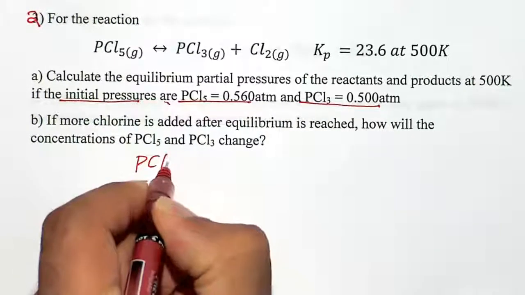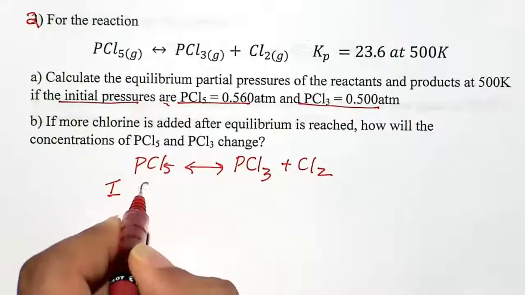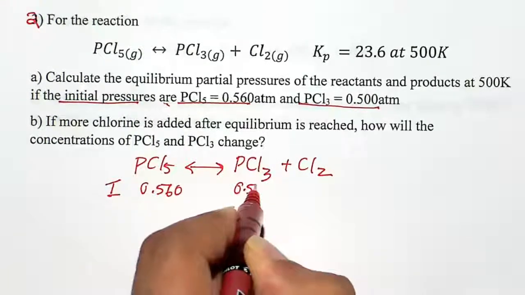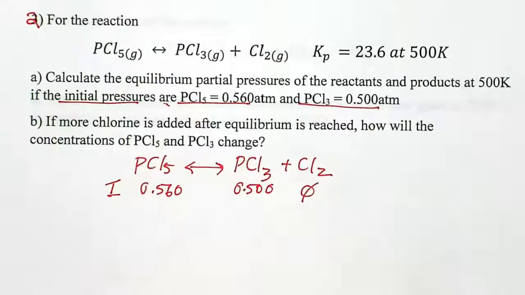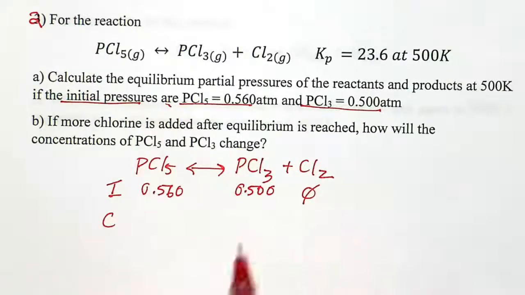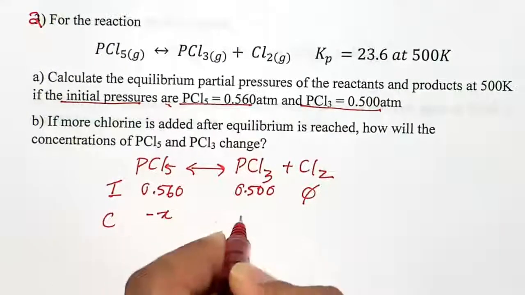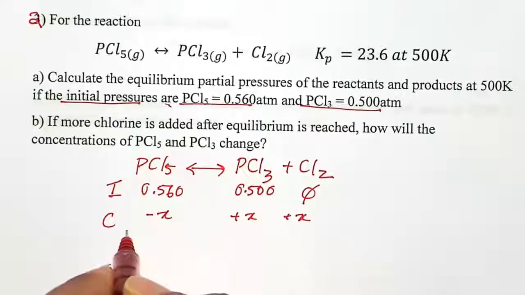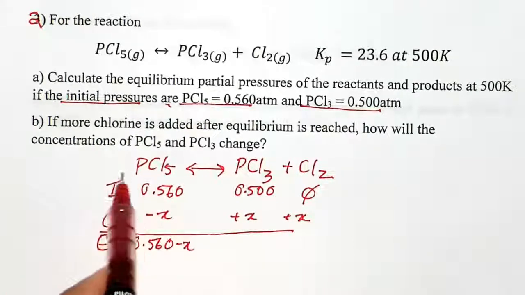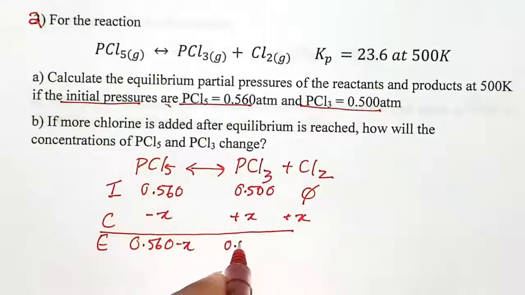So let's start off with our ICE table. The initial pressure for PCl5 is 0.560, and the initial pressure for PCl3 is 0.500. Cl2 is 0. For the change, in going to equilibrium you're going to make some Cl2, so the change is minus x, plus x, and plus x. At equilibrium you will have 0.560 minus x as the reaction goes from left to right. Products are going to increase by the increment x, so PCl3 and Cl2, whose equilibrium pressure we are interested in, will be x.